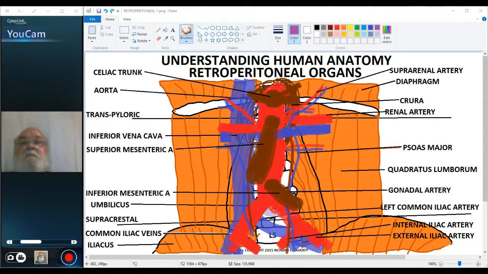and we find them adjacent to the unpaired branches of the abdominal aorta. So we'll start by sketching in one of these ganglia right here. And this is the celiac ganglion.